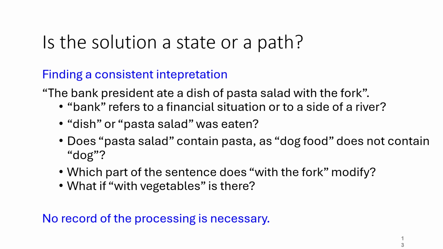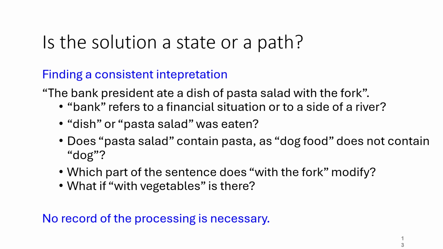The second one is solution as a path. There, the solution is a sequence of actions and steps, each step is important, and each path must be shown. For an example, we are considering natural language understanding. Here it is given: a bank president ate a dish of pasta salad with the fork. The sentence is ambiguous, and the goal is to find a consistent interpretation of the sentence.